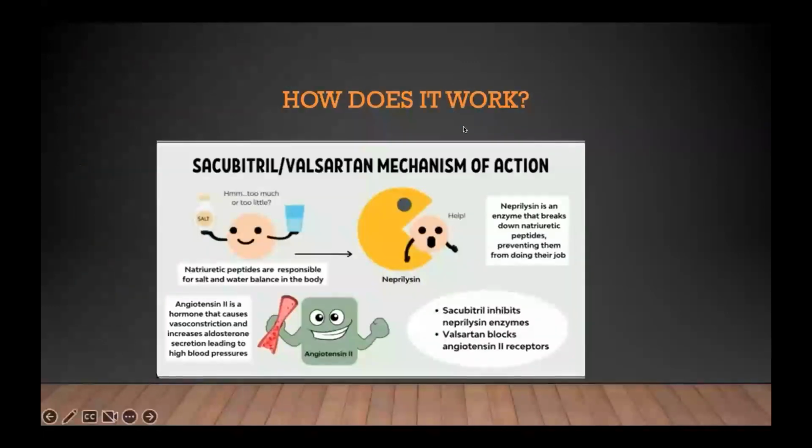Okay, so this is how it acts by inhibiting this neprilysin. This is what we need, the natriuretic peptide, which the neprilysin usually breaks down. So we inhibit this neprilysin. But in the process, the angiotensin 2 levels also increase. So we need to stop this from acting also. That's the reason why valsartan is added. Okay.